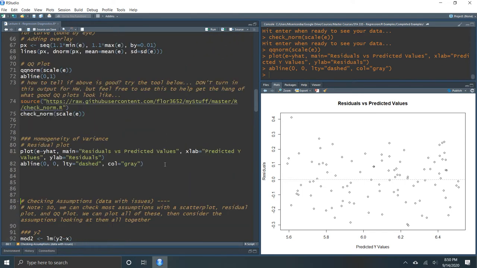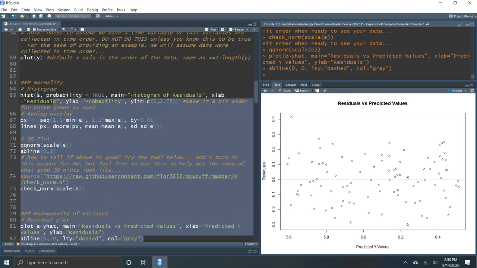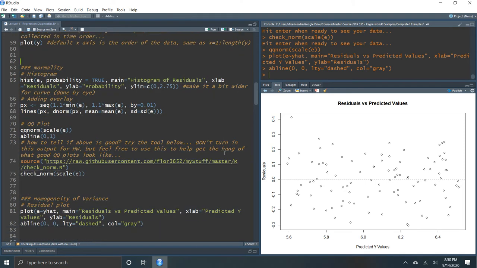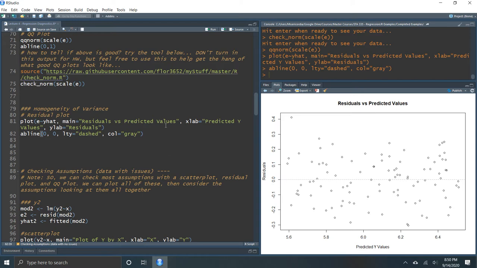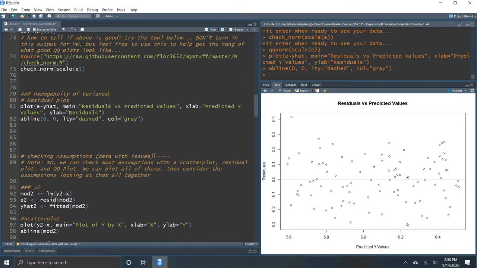Okay, so all of these were done to demonstrate what good, quote-unquote, versions of a scatter plot, of a QQ plot, of a histogram, and of a residual plot of the residuals would look like. All of these are quote-unquote good plots because they were generated with data that has homogeneous variance, homoscedasticity. They were generated with data that had normally distributed errors, with data that are linear and independent. So all of these would be good examples.